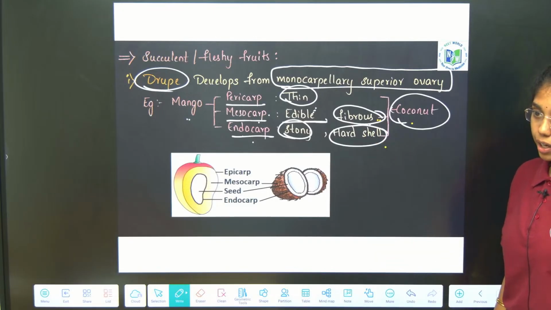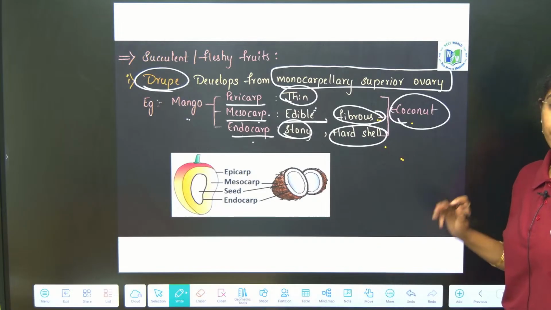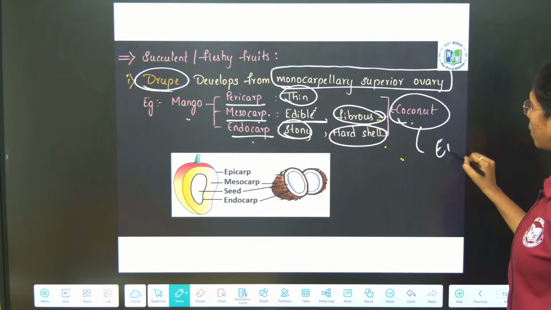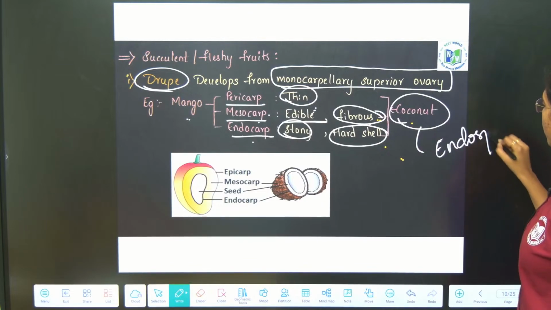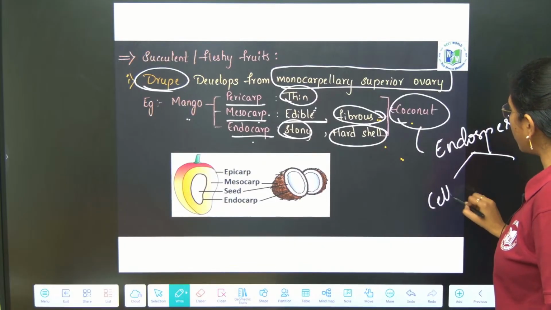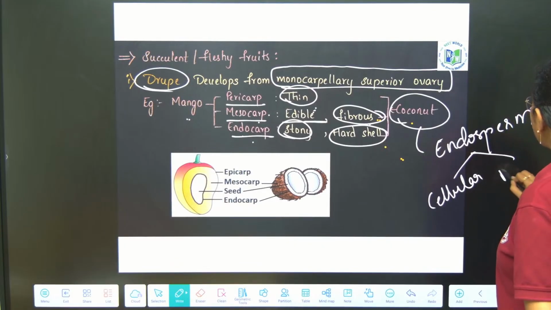Clear? Any doubt anywhere? You have to make sure of this comparison. And the edible part in coconut is the endosperm. Both cellular endosperm and nucellar endosperm are edible.